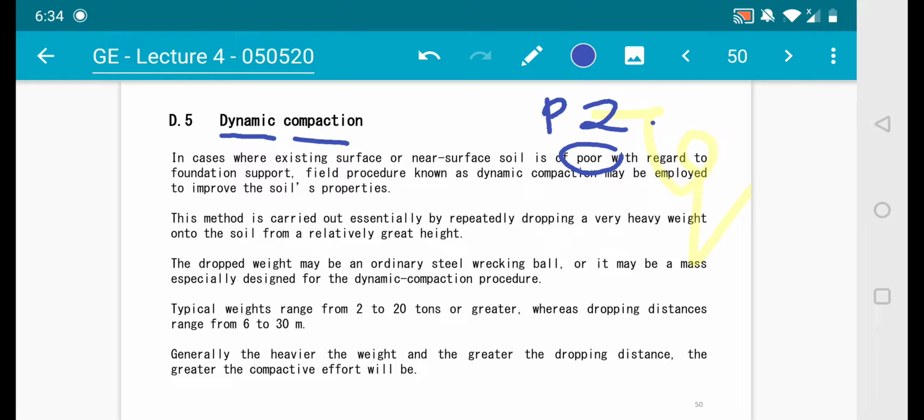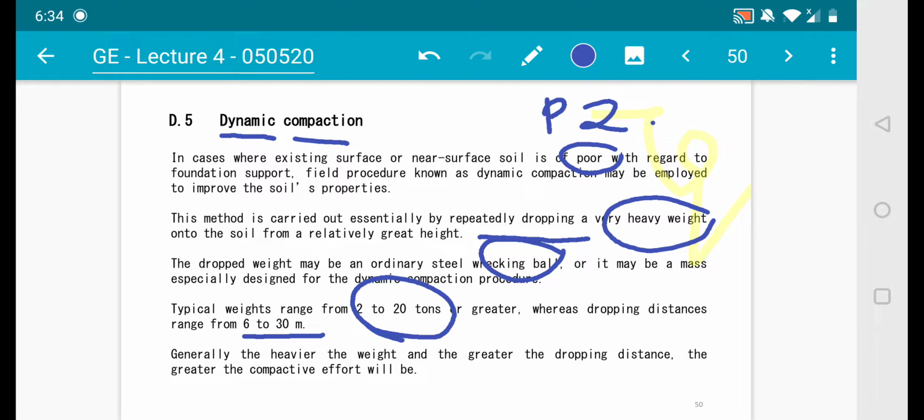This method is carried out essentially by repeatedly dropping a very heavy weight onto the soil from a relatively great height. The drop weight may be an ordinary wrecking ball, or it may be a mass especially designed for the dynamic compaction procedure. Typical weights range from 2 to 20 tons or greater, whereas dropping distances range from 6 to 30 meters. Generally, the heavier the weight and the greater the dropping distance, the greater the compactive effort will be.